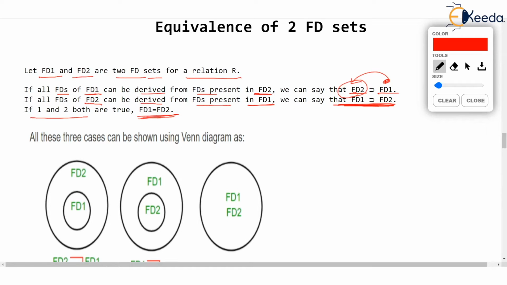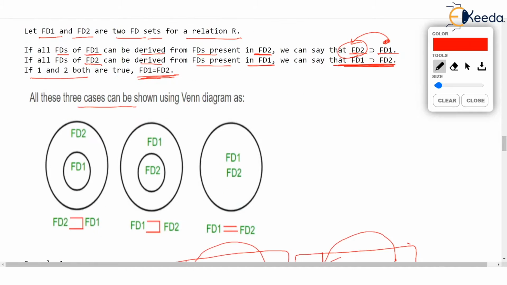If FD2 covers FD1, then whatever is there in this inner set FD1 can be easily represented by FD2. It seems that whatever is there in FD1 is already there in FD2, isn't it? So FD2 is as good as a superset of FD1. Same goes for FD1 covers FD2. If both 1 and 2 are true, then FD1 is equal to FD2. This entire thing becomes FD1 and FD2, both are equivalent.